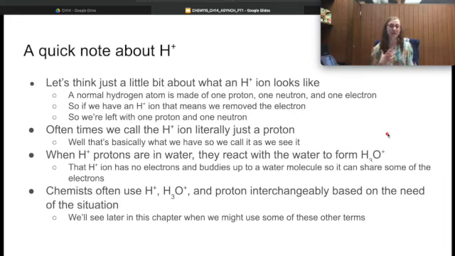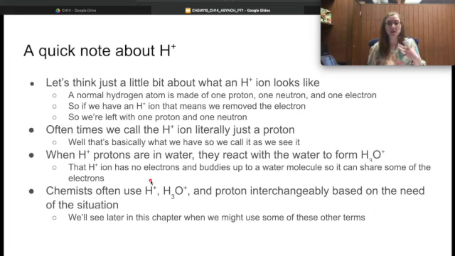So we can often use H plus, H3O plus, and proton interchangeably based upon the need of the situation. We'll see later in this chapter where we might use some terms like H3O plus and proton, but for right now, as we're talking about Arrhenius acids, we're only just kind of thinking of it, for example, as giving us that H plus ion, or again, I may use the word proton there.